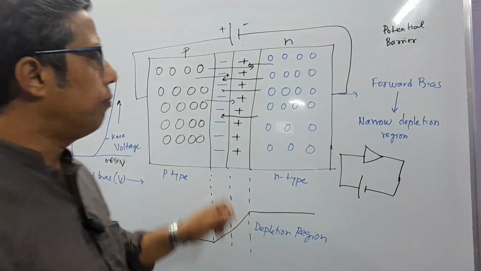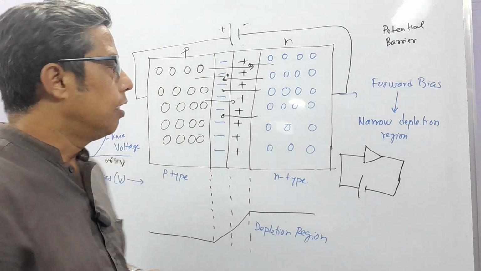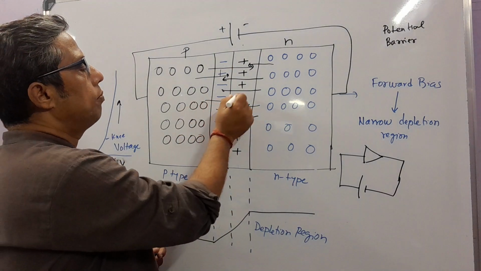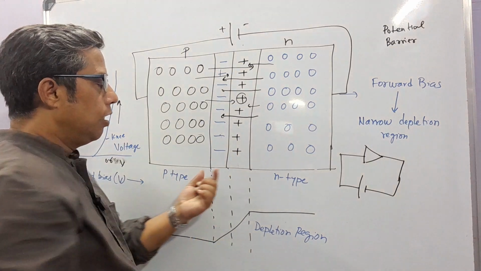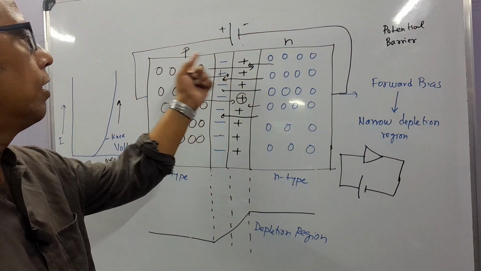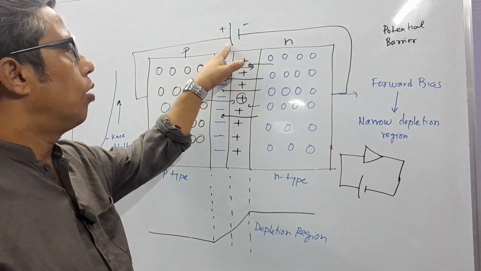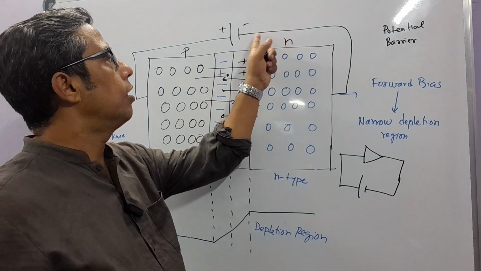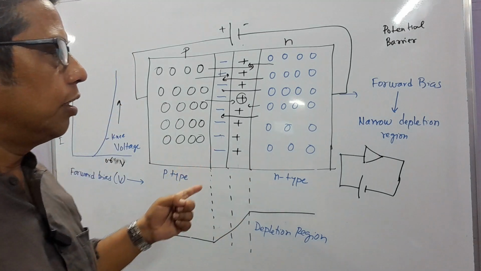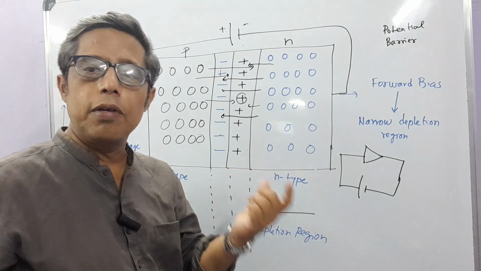I'm repeating once again. When P and N are initially attached, there will be a depletion layer. Negative ions accumulate here due to diffusion, and positive holes come here, so a depletion region is formed. Once we add it in the circuit for forward biasing, the P terminal is connected to the plus of the battery and the N terminal to the negative part of the battery. A current flows. This is called forward biasing, and forward biasing narrows down the depletion region.